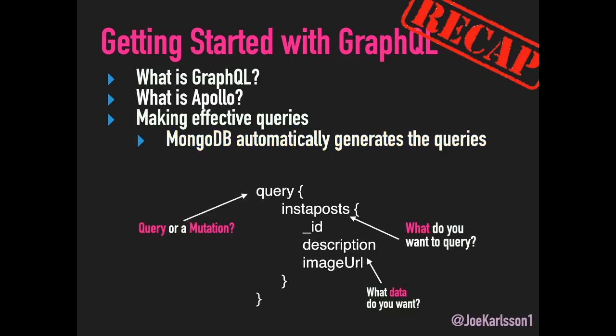Okay, the next thing we talked about was how to structure a GraphQL query. We talked about how you need to tell it whether it's a query or a mutation. Then we need to tell it what you want to query. And then you want to tell it what data you want from that query. You can do many different types of data in here. But you need to define what data you want to get returned from that endpoint.